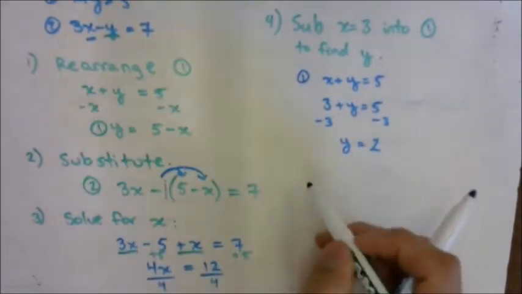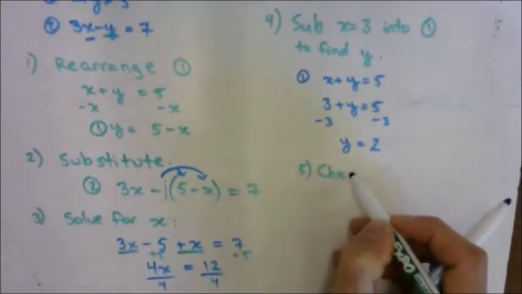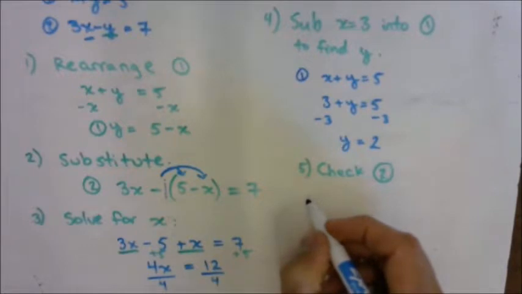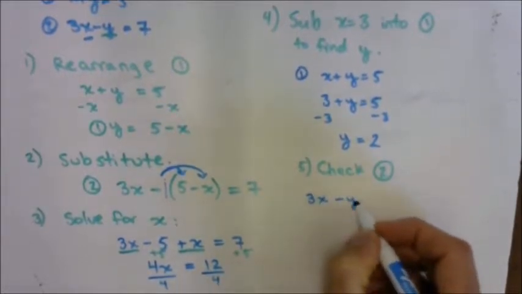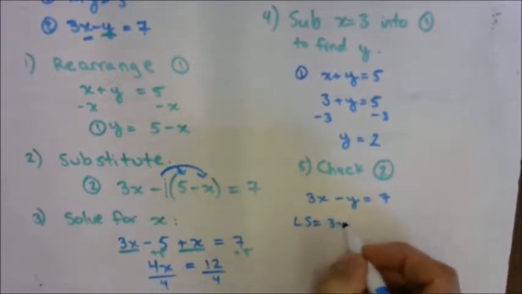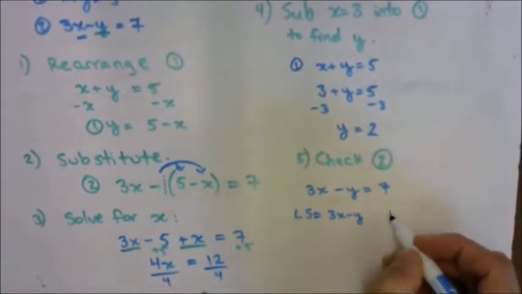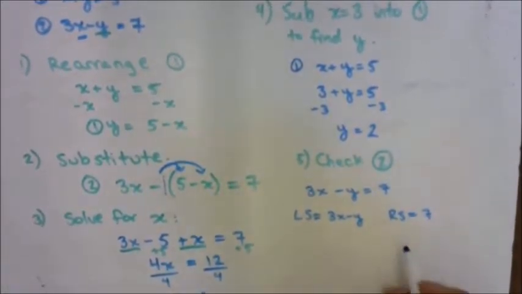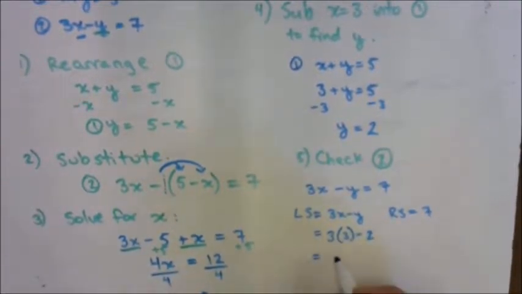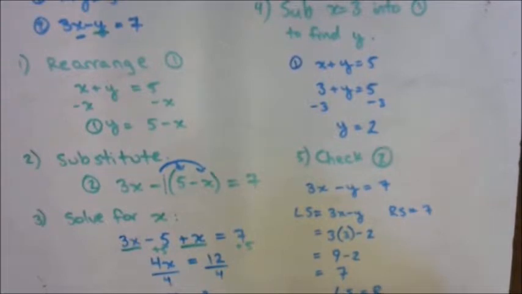We know that's true in equation 1, so let's go step 5. Let's check in equation 2. We've got 3x minus y equals 7. Left side equals 3x minus y. Right side equals 7. So if we sub in our values for x and y and we get 7, we know left side will equal right side. X we believe is 3. Y we believe is 2. So we have 9 minus 2, which equals 7. Therefore left side equals right side.